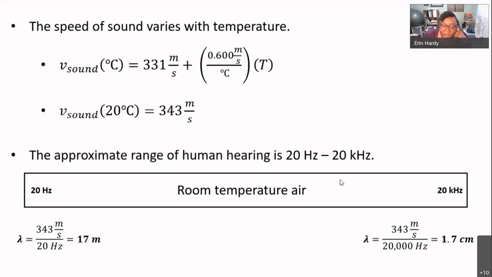So we're going to refer from time to time to the range of human hearing for a healthy human ear. The lowest frequency that you can pick up or detect is around 20 hertz, and about 20,000 hertz is the highest frequency on the upper end that a healthy human ear can detect.